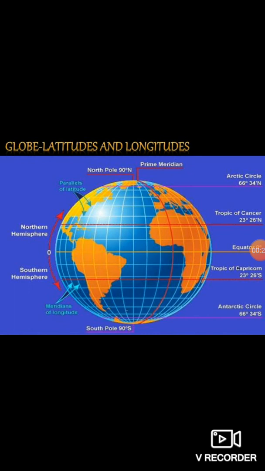Now we see another set of lines on the globe running from North Pole to South Pole. These vertical lines are called longitudes or meridians. All these lines are of equal length and meet at the poles, that is, from North Pole to South Pole. Have you seen this on this globe? Yes, these vertical lines are called longitudes.